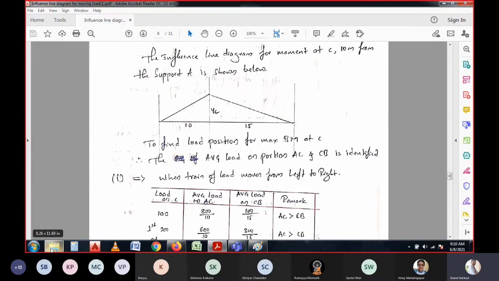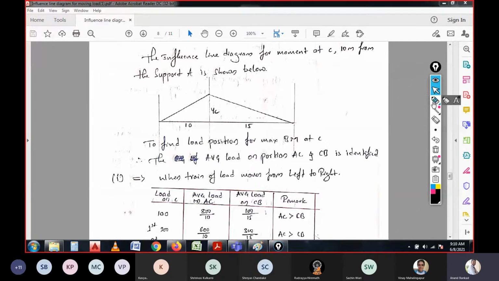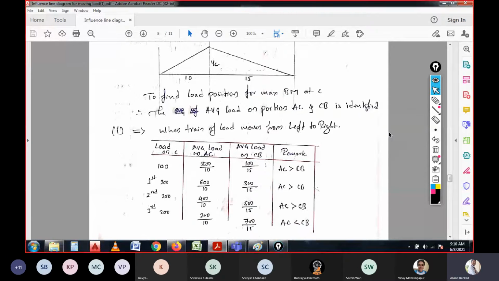So in this regard, I will use the pen here. The span of AC and the span of BC will be considered for the average load. That means the average load on AC should be lesser than the average load on BC, because if the average load on BC is maximum, then the span of BC is greater than the span of AC over here, if you observe the question. Okay, so I would like to just consider over here. I hope the diagram is clearly visible now.